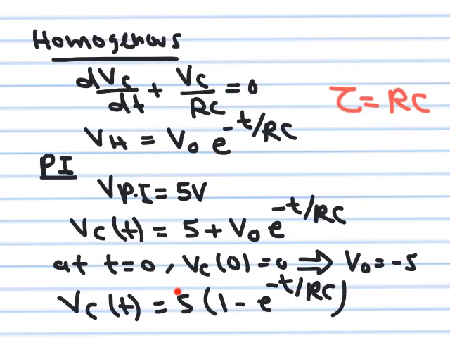So at time zero, the whole voltage is zero, because this term here will give you 1. E to the power 0 will give you 1. 1 minus 1 will give you 0. As time goes to infinity, this term itself will go to 0. E to the minus infinity is 0. And you get 5. So this is the expression of a charging capacitor. It starts from 0 and gradually and slowly rises up to 5 at infinity.